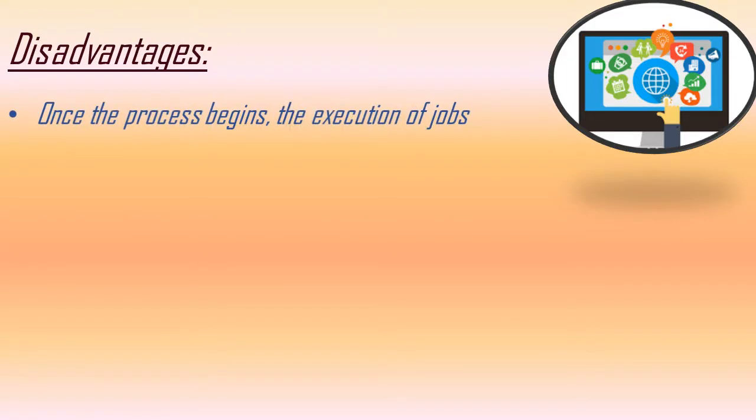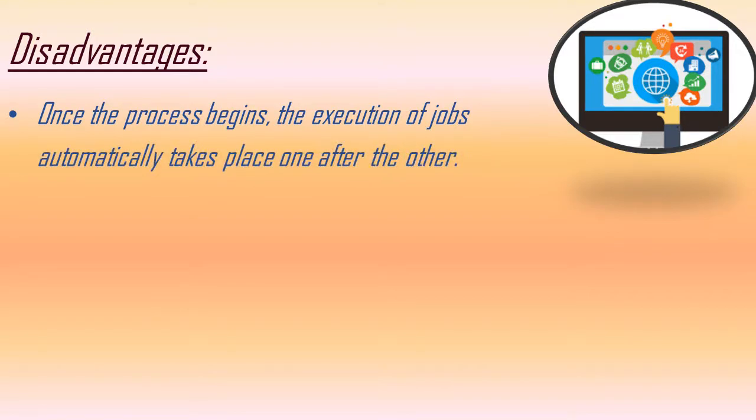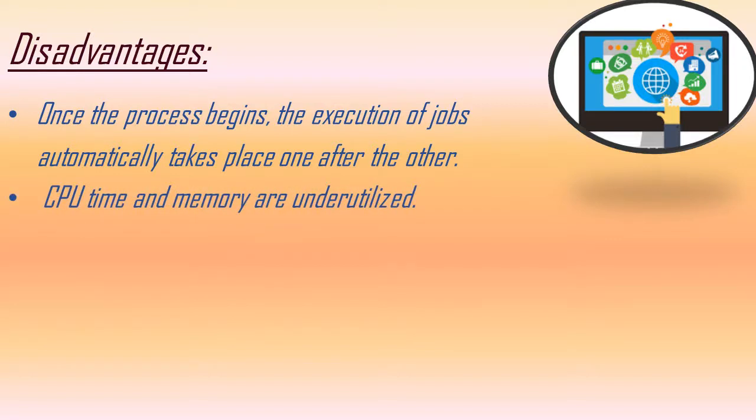Here are some of the disadvantages. First one, once the process begins, the execution of jobs automatically takes place one after the other, which means the user has no direct control. Next, CPU time and memory are underutilized. Here, the CPU needs to wait till the completion of the input-output operation. Next one is, it is time consuming. Obviously, batch processing is a time consuming process. Why? Because job 1 needs to complete the whole process, and only then can job 2 perform its input-output operation.